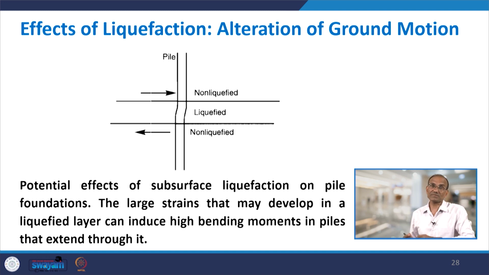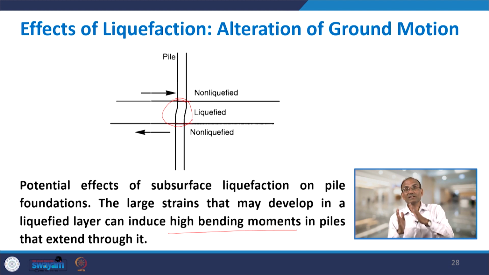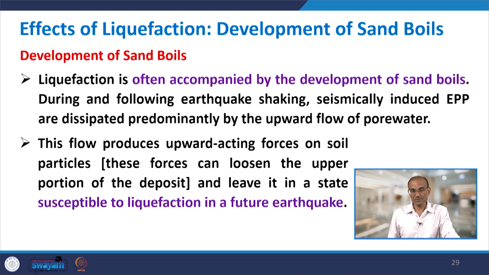However, considering the potential effect of liquefaction here, this layer will go into bending. The large strain that may develop can induce high bending moments. Where will high bending moments be developed? In this layer, particularly at the junction of the non-liquefied and liquefiable layers. So, your pile gets bent, and this is also the effect of liquefaction, which is causing the alteration of ground motion.